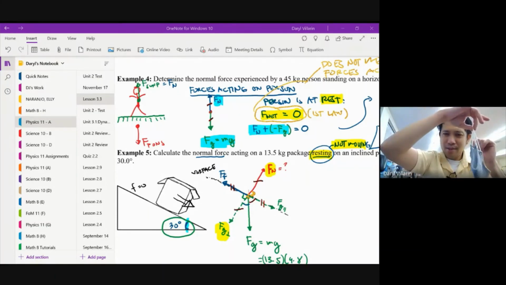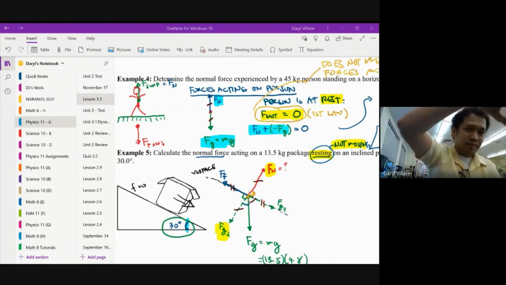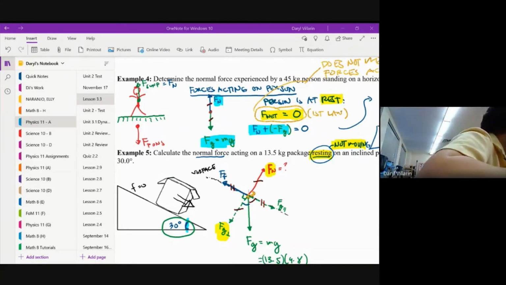Can you see that one? Can you picture that one out or no? It's hard. It's hard to see. No? It's very hard. Okay.